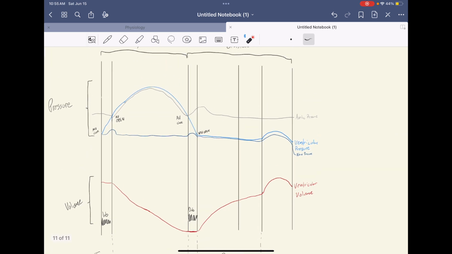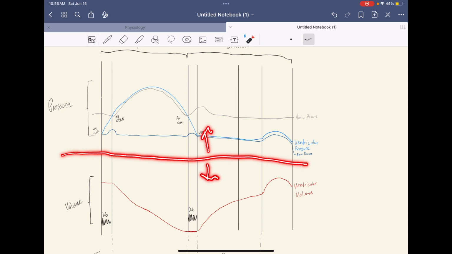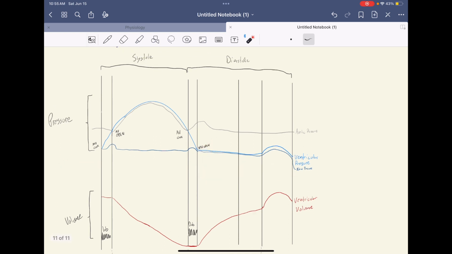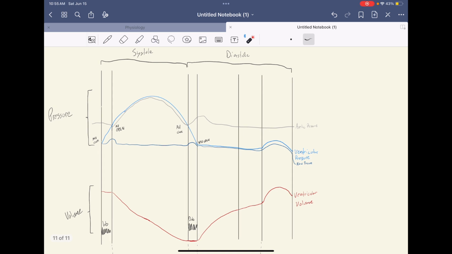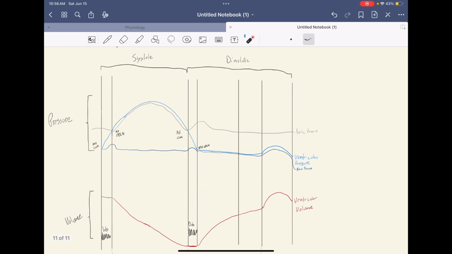So this graph is separated in half here with these two sections. This top section is the pressure charts, and this is the volume charts, showing what's happening at the same time as pressure and volume change. And also this whole section here is known as systolic, and this is diastolic here.